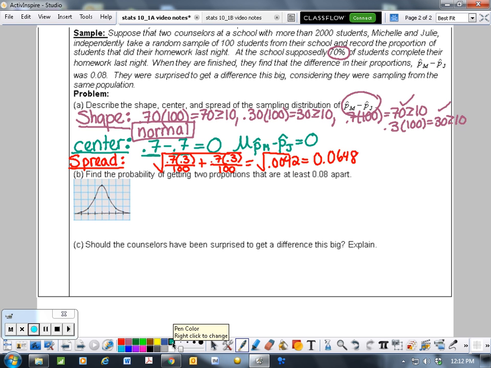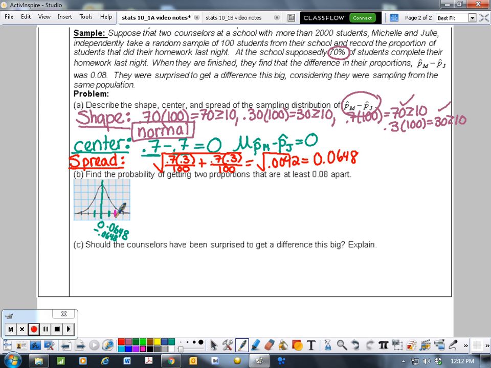So now that we have that information, we can now go to our sampling distribution and look at the probability of getting two proportions that are at least 0.08 apart. So we know our differences should be about 0, and it's going to vary side to side based on that. And then each standard deviation is 0.0648. So this value is 0.0648. This value should be negative 0.0648.